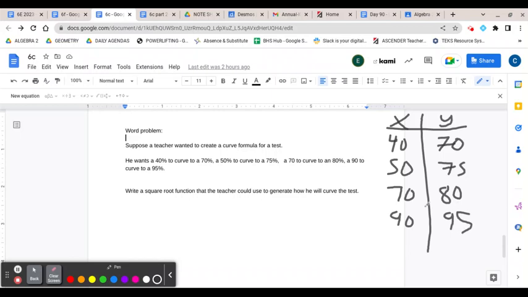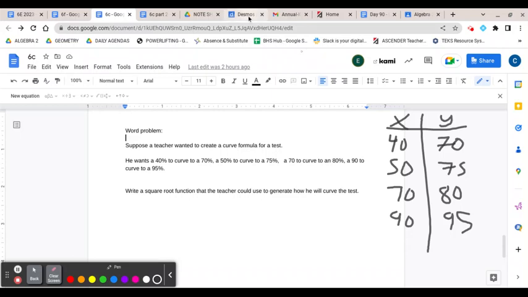Okay, so what we want to do is, if we just know that this curves to this, and this curves to this, and this curves to this, and this curves to this, well, what we're trying to accomplish here is we're trying to take these 4 data points and create a function that fits all those data points, where we can take any grade that we want and curve it accordingly that sort of fits this formula the best. Okay, that's why we do this thing.